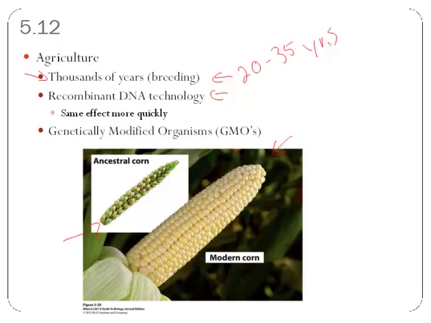So find a type of corn that gives good yields but is also drought resistant. With recombinant DNA technology, we can cut that time in half. So maybe it will only take 10 years or so to move the DNA and get our corn plant that's drought resistant but also gives good yield. So it about cuts the time in half, but you get the same effect. And the result of recombinant DNA technologies, we have genetically modified organisms, so GMOs, or genetically modified organisms.